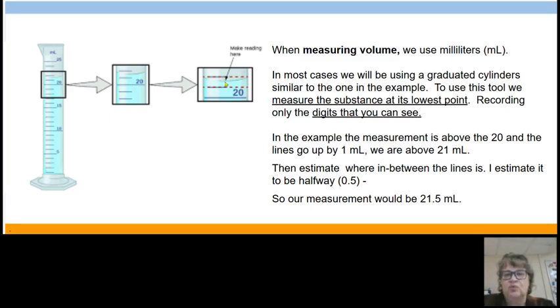Then we estimate, where do you think it falls in between the next line and that line? So I'm going to say, well, I think maybe it's about halfway, right? So I'm going to estimate that it's at 0.5. So now my measurement is 21.5 milliliters. You can't go any farther than the 5, because there's nothing on here that tells us that it would be anything farther than that 5.